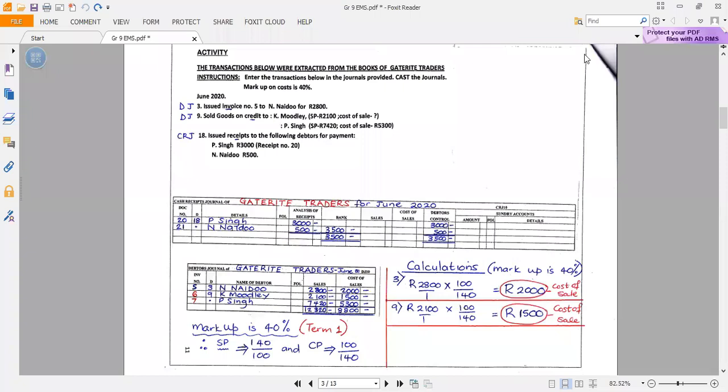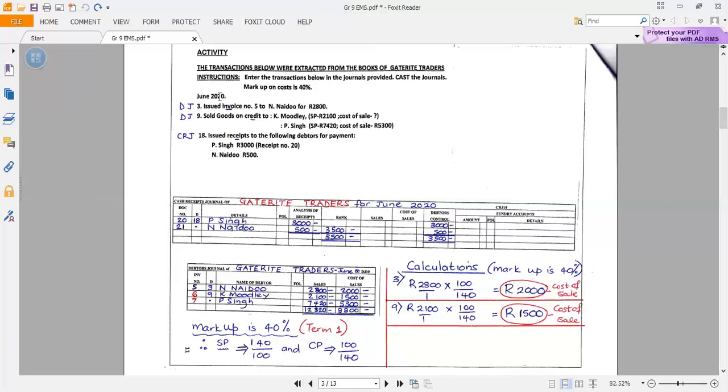Okay, learners, on page 11, I have provided you with an activity that was for you to complete and understand, but I have completed it for you, so I will take you through this activity step by step. Let us begin. The transactions below were extracted from the books of Gateway Traders. The instruction reads, you enter the transaction below in the journals provided. Cast the journals. You must always remember the instruction is to cast, which means we need to add up after we complete the journals. Then the next instruction reads, markup on cost is 40% again.